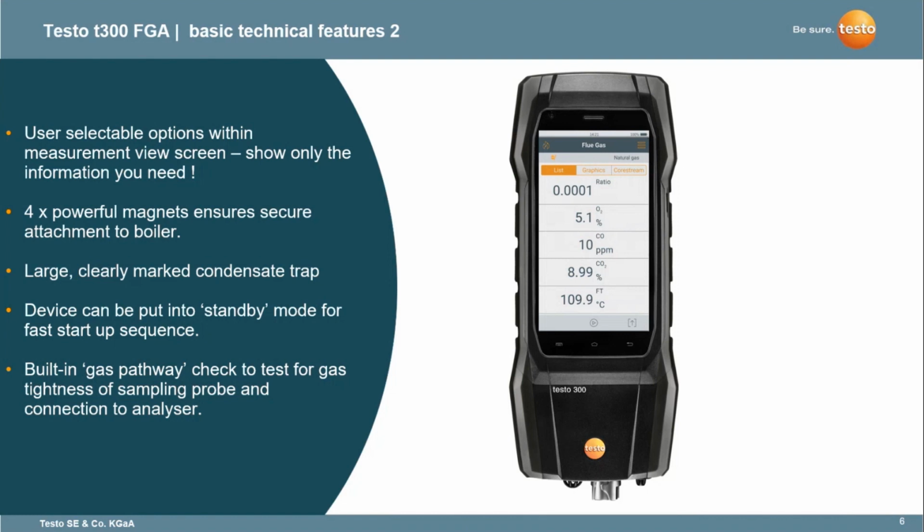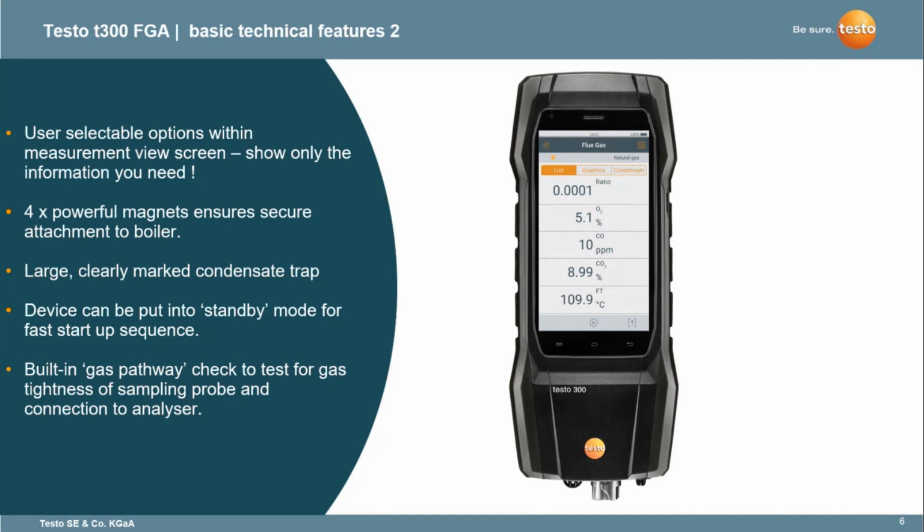Something else we have in the 300, which is a little bit unique, is a built-in check function for what we call the gas pathway. One of the key things with a flue gas analyzer and the sampling probe is ensuring that you've got absolute gas tightness between the two. If you've got any excess air being sucked in, that's going to dilute your readings. You're going to get incorrect readings and incorrect boiler settings. So what we have in the 300 is a way of checking from the tip of the flue probe right the way through all the hose to the connector and internally into the instrument. We use the pump on the instrument to create a vacuum, and it has to be of a sufficient vacuum to say there is no leakage.